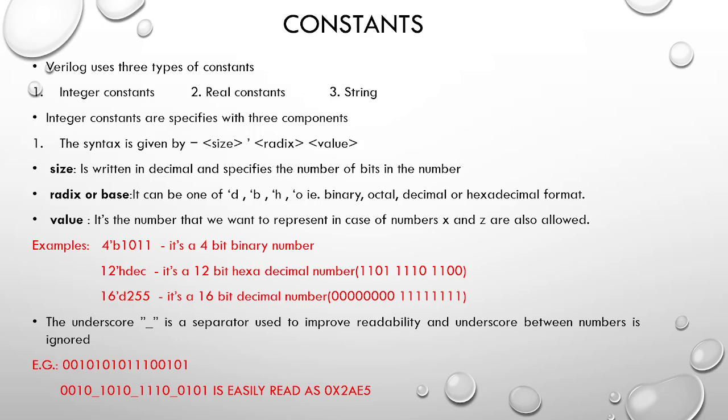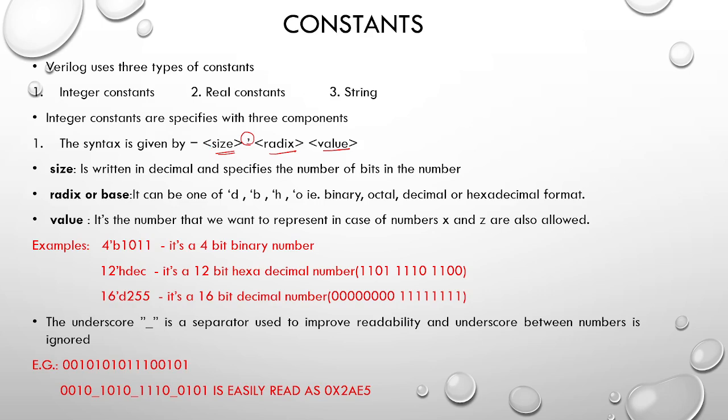Okay, so in Verilog, you again have integer constants and real constants. So what is the syntax when you want to assign some constant to a variable? How are you going to write the constant? How are you going to represent the constant? The syntax for that is size, then a tick symbol, radix, value. This is how you will be representing the constant.